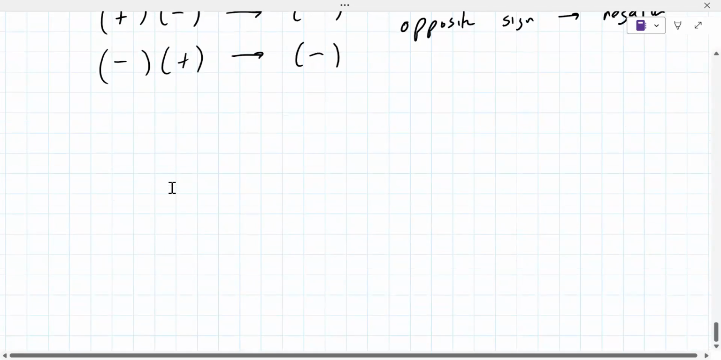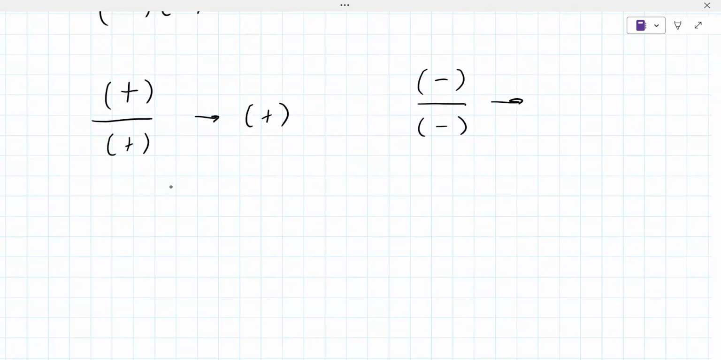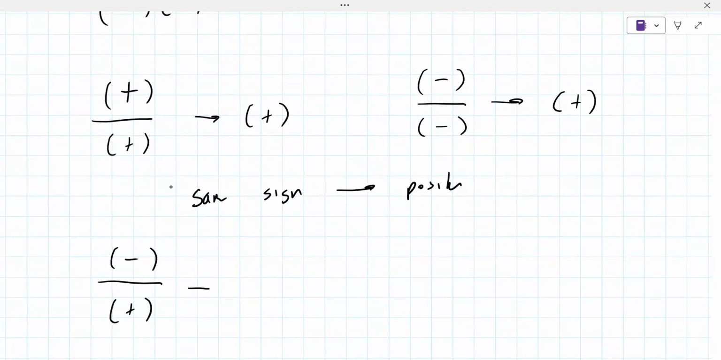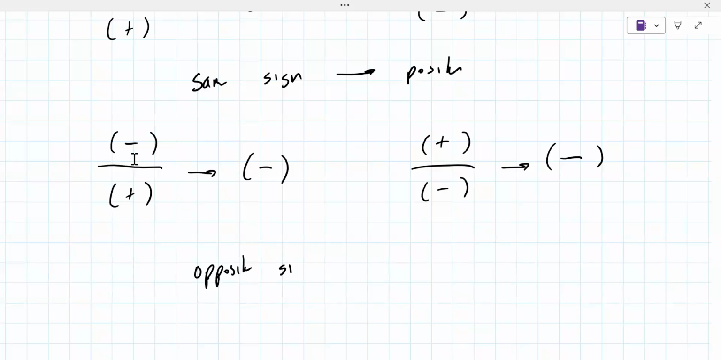Same thing applies to division. Positive divided by positive is positive. Negative divided by negative is positive. So same thing, when it's same sign, it becomes positive. When it's opposite sign, if you have a negative over a positive, that becomes negative. Positive over a negative, that becomes negative. So when it's opposite sign, it becomes negative, like that.